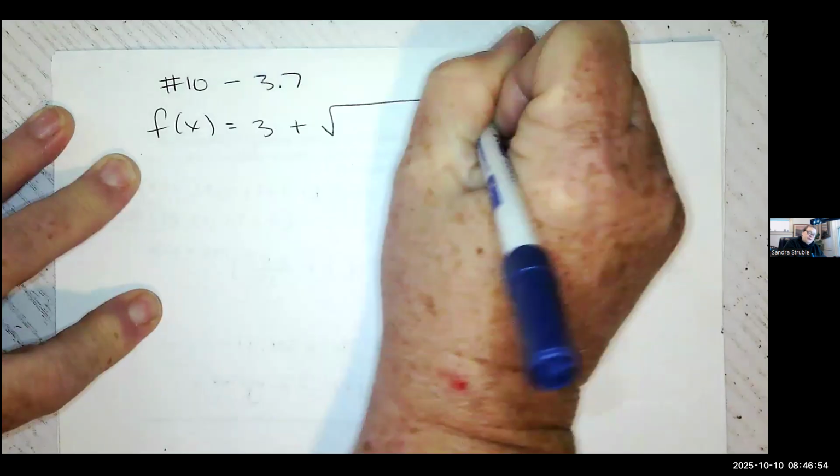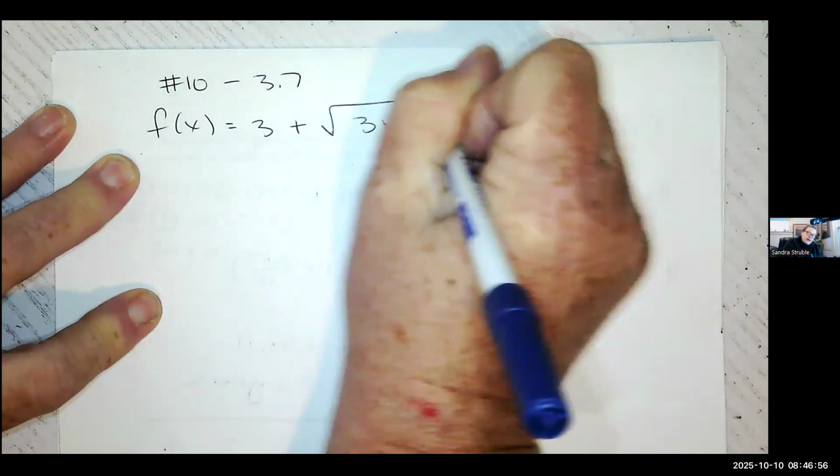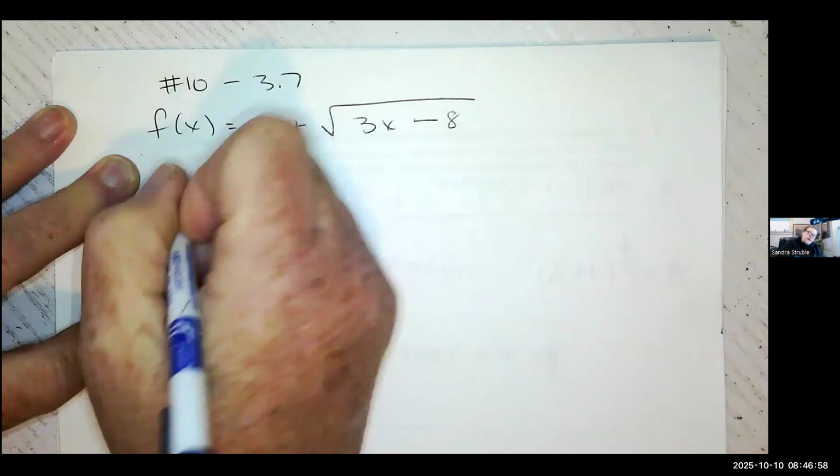Then the other question I got was, bear with me, there it is, number 12 from 3.7. Oh, this one's just finding the inverse. So f of x is equal to 3 plus the square root of 3x minus 8. Again, we're finding the inverse.